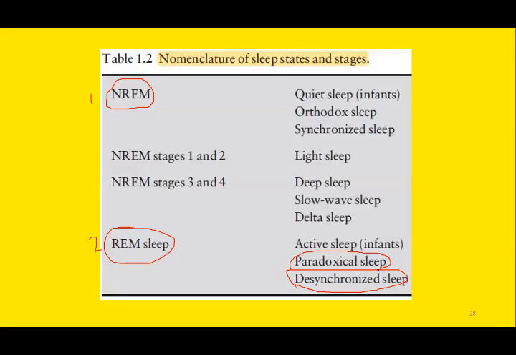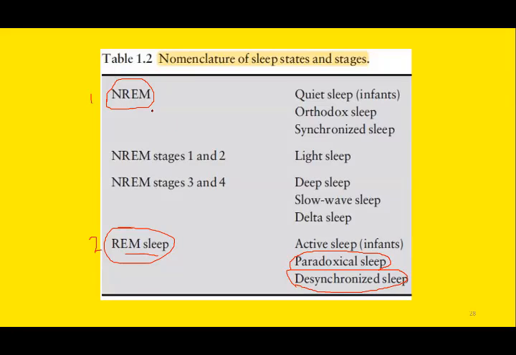Again, why do we call it paradoxical sleep? Again, because of the brain waves or the EEG waves. The electroencephalogram during REM sleep is almost similar to a person who is awake. So although the person is in sleep mode, the EEG depicts otherwise. That is the reason we call it paradoxical sleep.